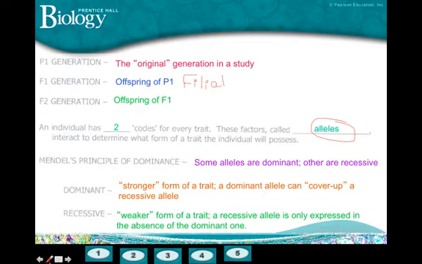Now, Mendel came up with his first law of understanding in genetics. It's known as the principle of dominance. Okay, some alleles are dominant, others are recessive. Sounds simple enough, right? The dominant allele is usually the stronger form of a trait, and I put stronger in quotes because it's not like big muscles. Okay, it's just that it can cover up a recessive allele. It masks the recessive allele or recessive trait. The recessive or weaker form of a trait is only expressed in the absence of the dominant one. Okay, it's the only way you actually get to see it.